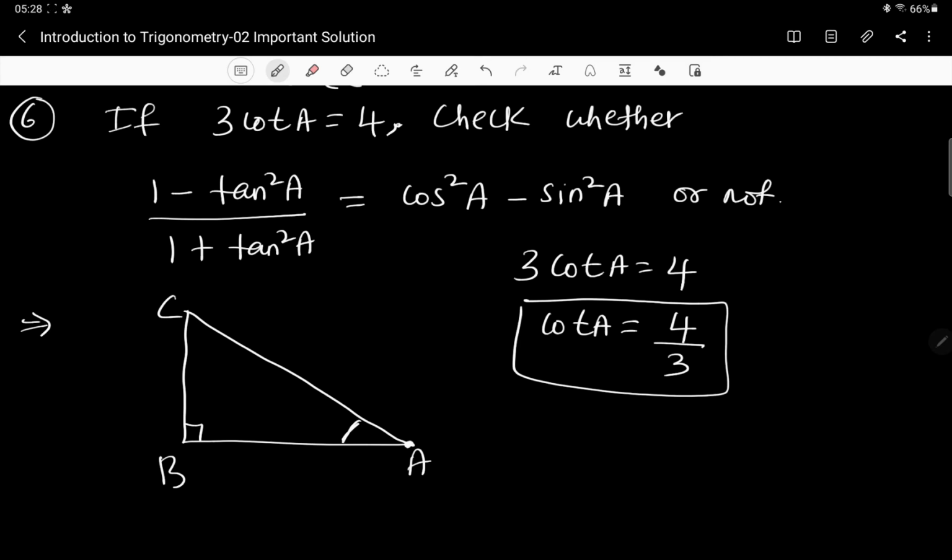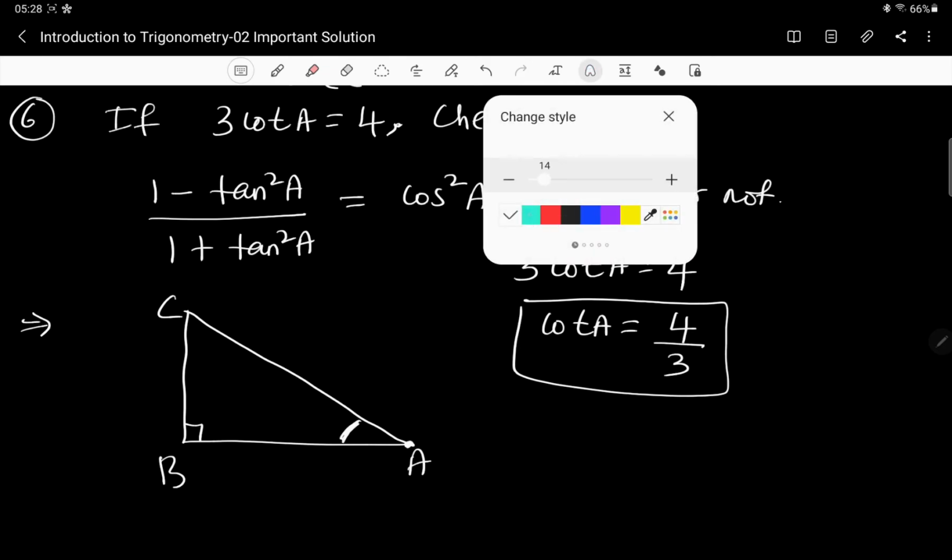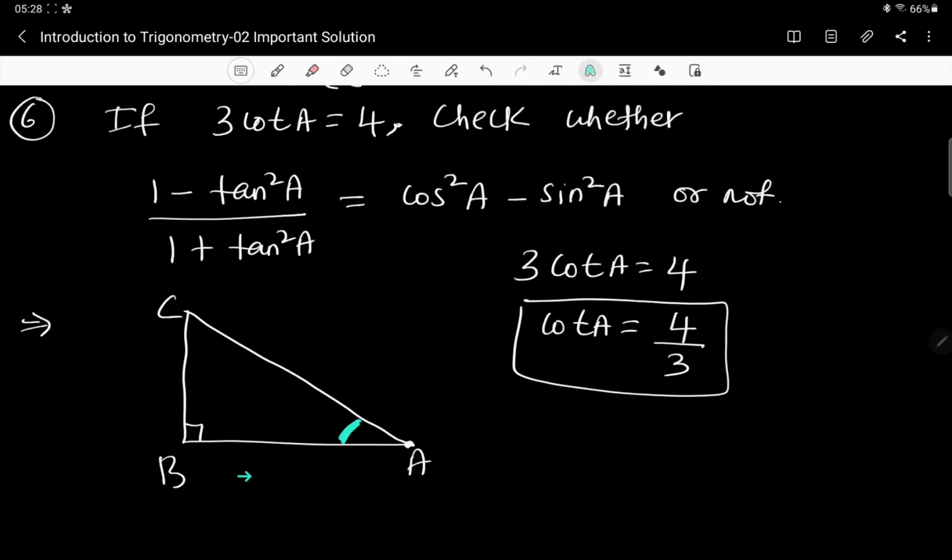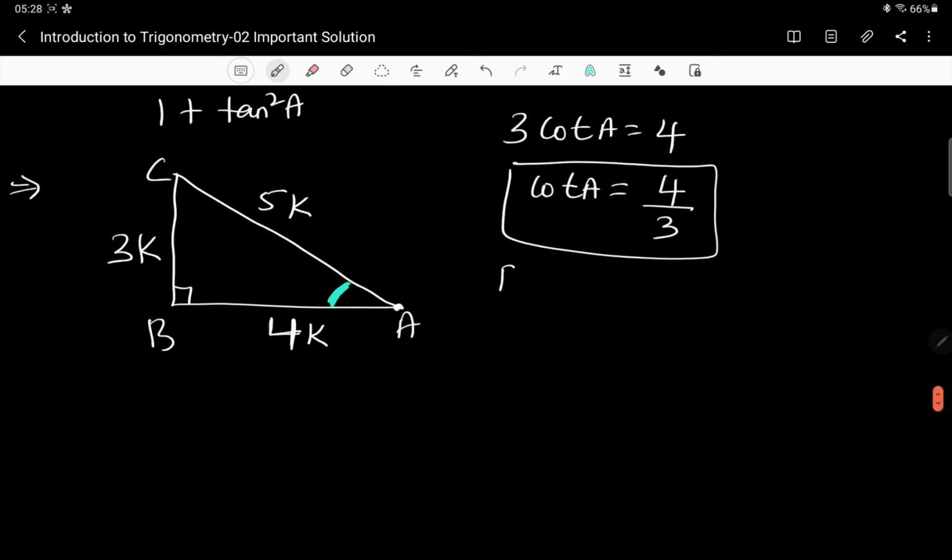So what is the meaning of cot A? Tan means opposite by adjacent, and cot means adjacent by opposite. For this angle A, what is the adjacent? This is the adjacent. That means this must be 4 parts and this must be 3 parts. So this becomes 4k and this becomes 3k. And how about this AC? This AC becomes 5k. That can be found out by using Pythagoras theorem. You have to find that also, because this question can be asked for 4 marks. At that time those things are required.